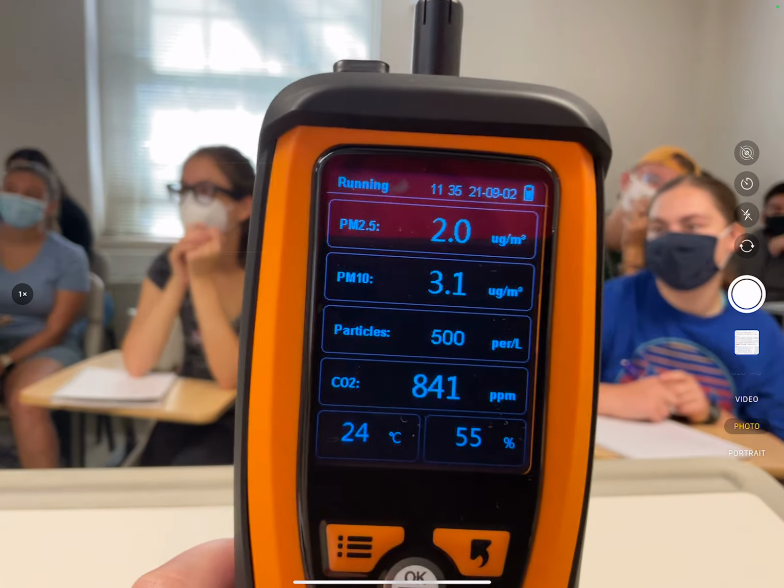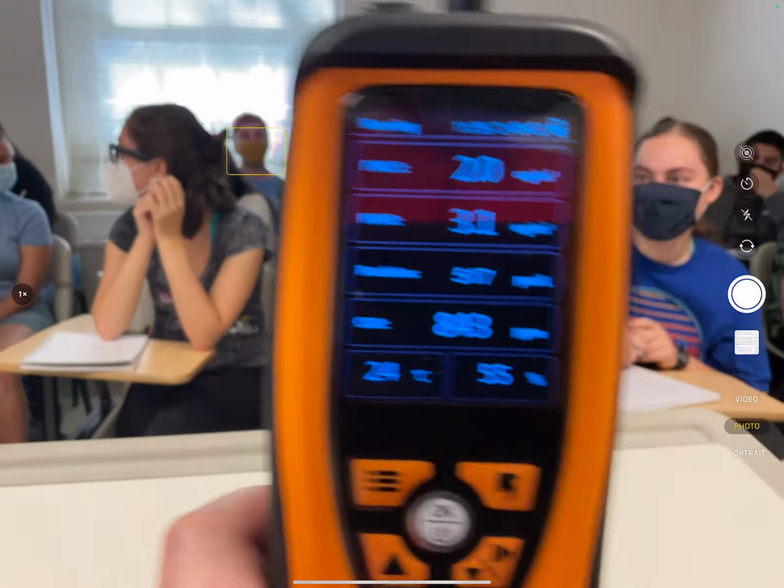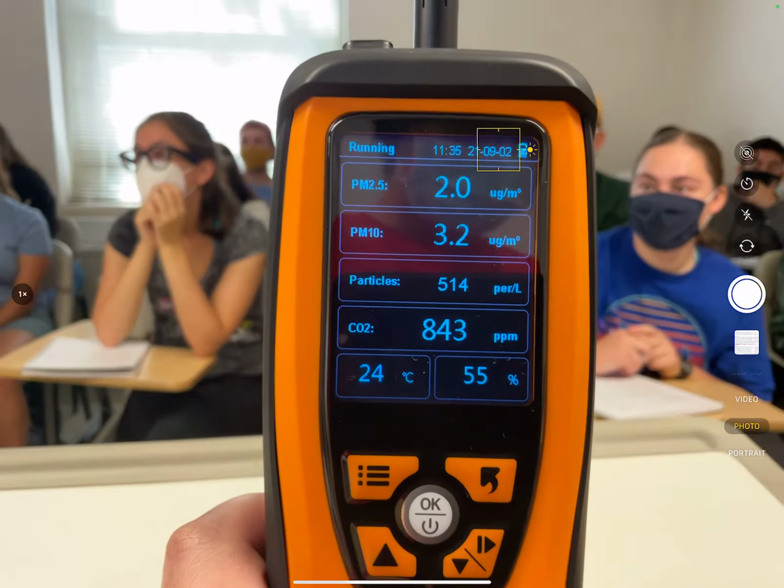So we can see it's pretty high. Yeah. But we can also see that the PM2.5 and PM10 are okay. Yeah, so let's see if it will further increase. Okay.